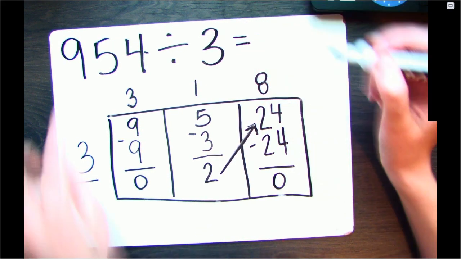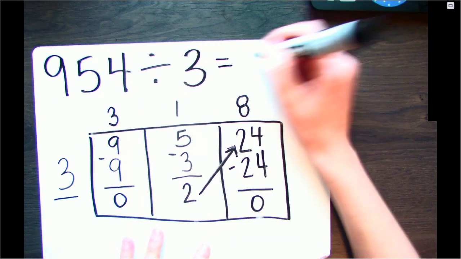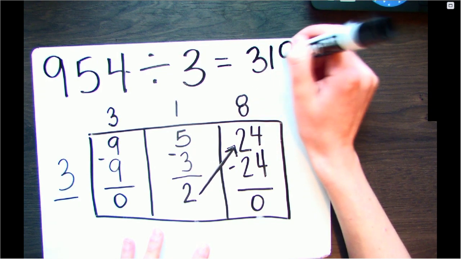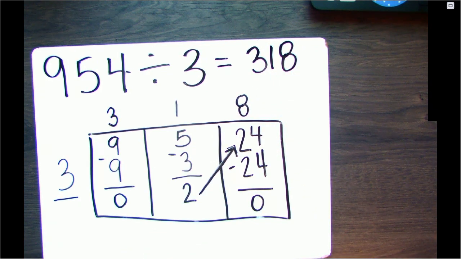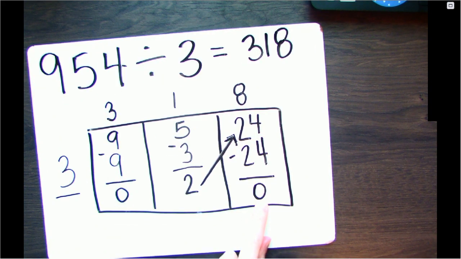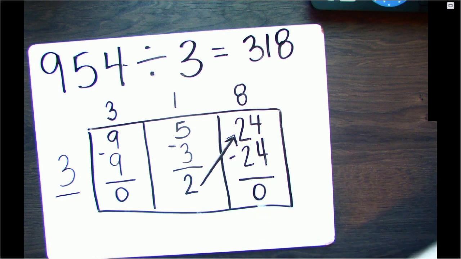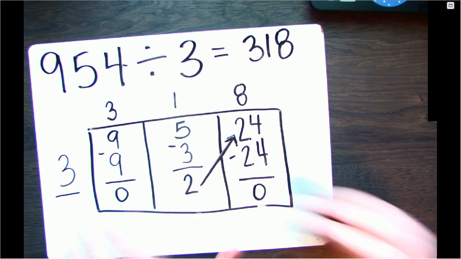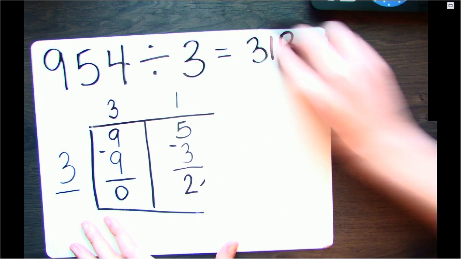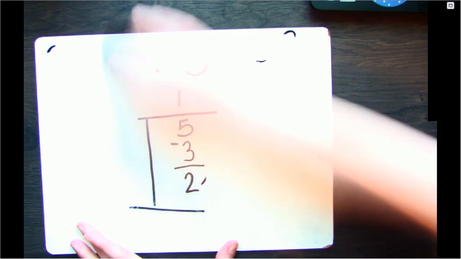So 954 divided by 3 is 318. On these problems today, you will not have any remainders. So everything at the very bottom should equal 0. If you get to this very last box here and it does not equal 0, you know you did something wrong. So let's try another one.